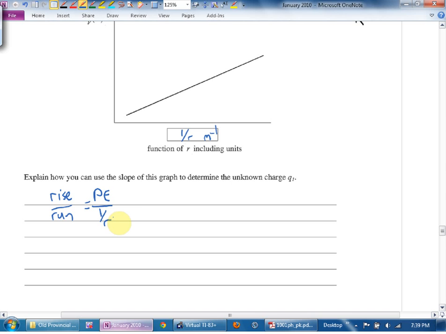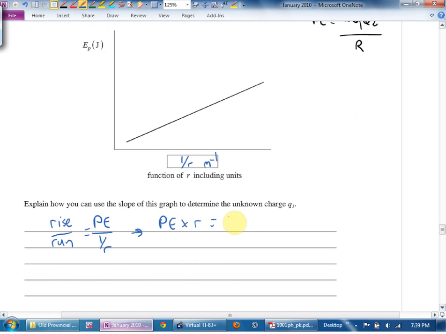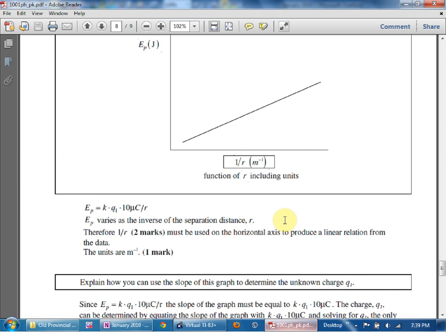Potential energy times R is, now if I move the R over to this side from my equation, what's left? K, mystery charge, and the charge that I know. So how could I use the slope of this? I think if I then divide by the charge that I know and divide by K, the mystery charge that I don't know is going to be the potential energy times the radius divided by K, 9 times 10 to the ninth, and they told me that the second charge was Q2. These are tough. They have made the graphing questions, I think, tougher on the newer exams. Let's see, am I right? Slope divided by KQ. There you go.